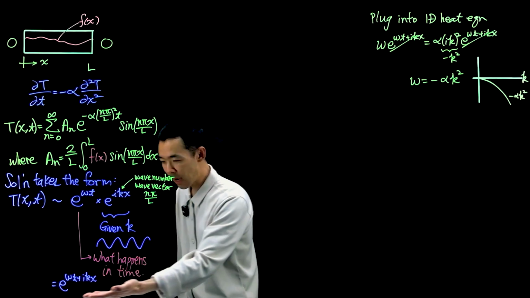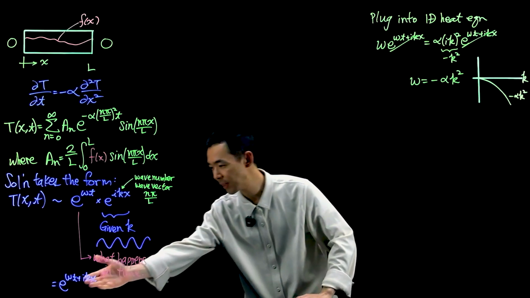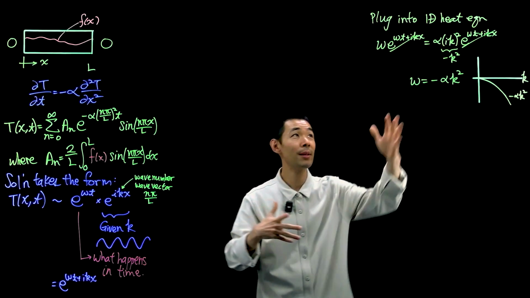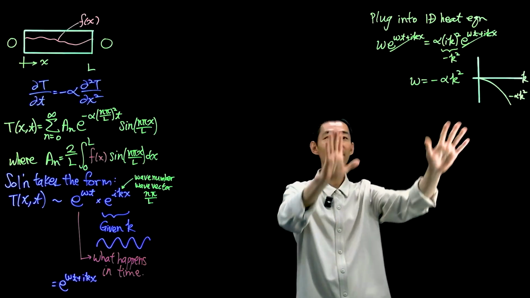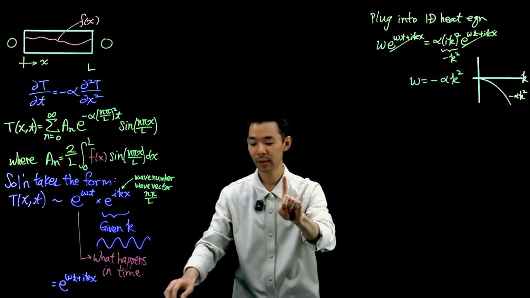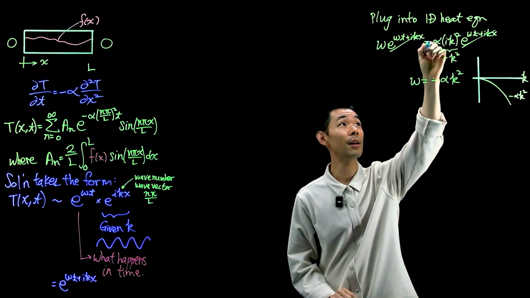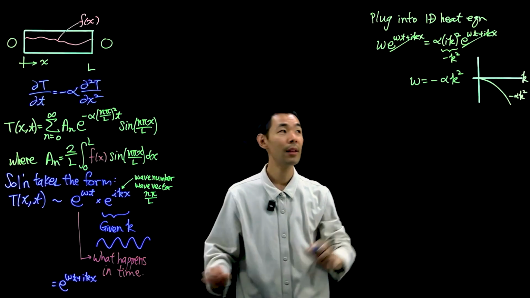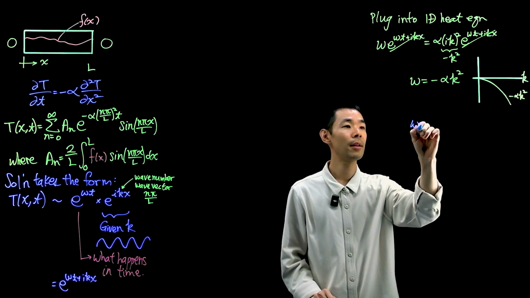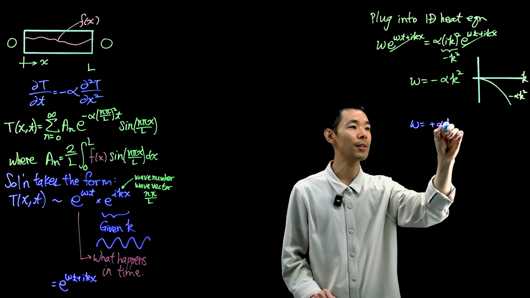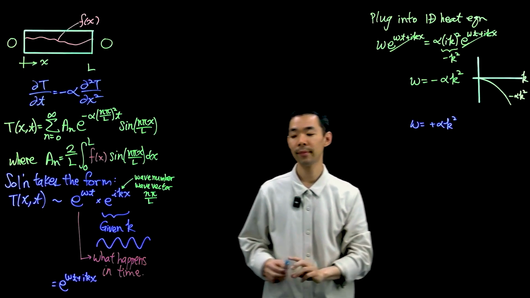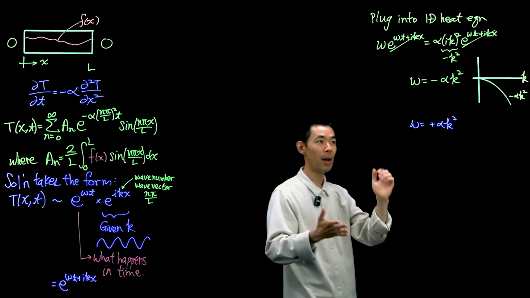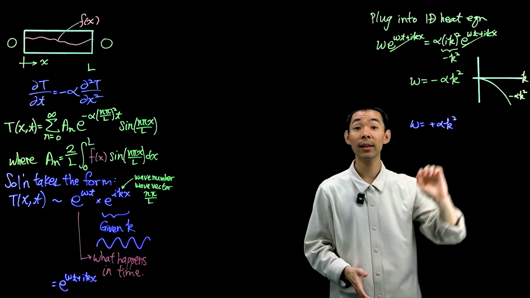Well, we can still try out this form of exponential to the omega times t plus ikx. You plug it into the PDE, everything stays the same except a negative sign that appears right here. So the only difference is you have omega is equal to positive alpha k squared. That's the only difference. So we can plot the same curve. It looks like this.